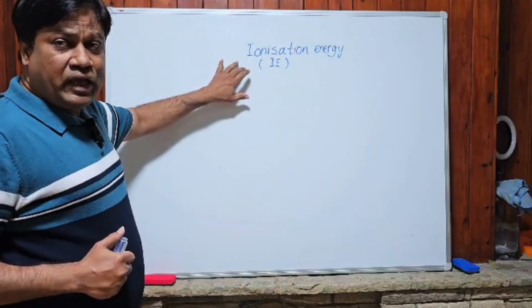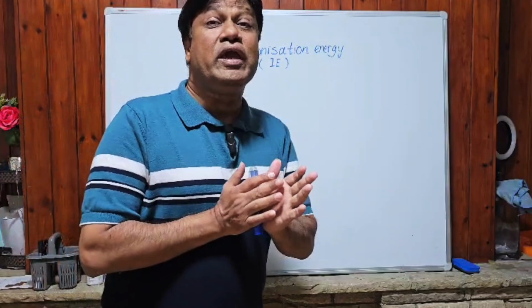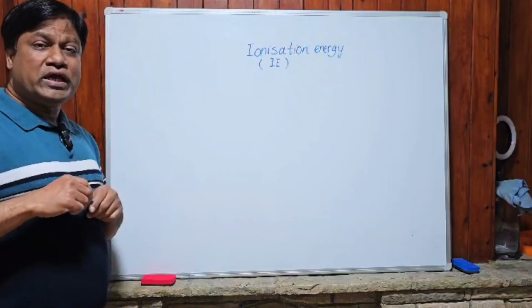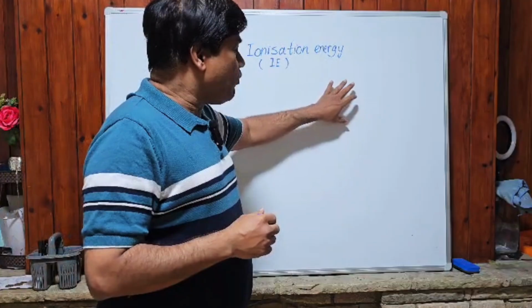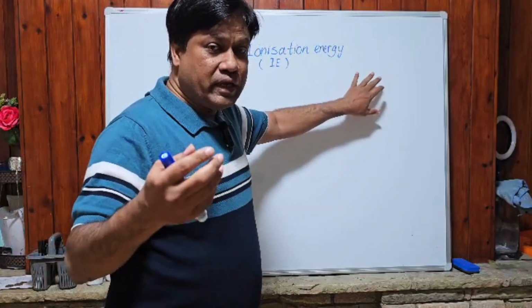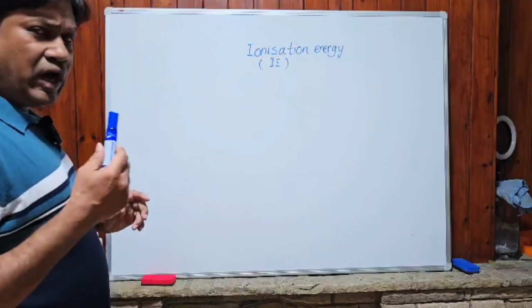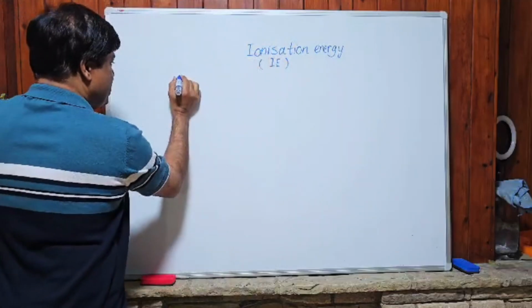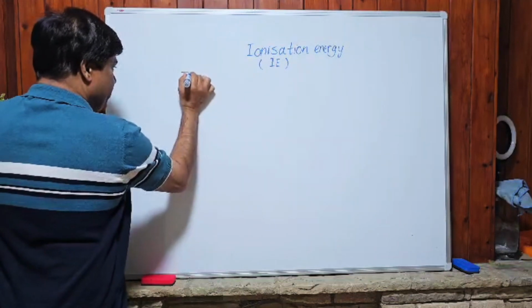Any idea? Ionization energy is the amount of energy required or needed to take away an electron from one mole of a gaseous atom, of a neutral gaseous atom. I will explain you. First, let me write the definition of ionization energy. You can write IE also, ionization energy, IE.